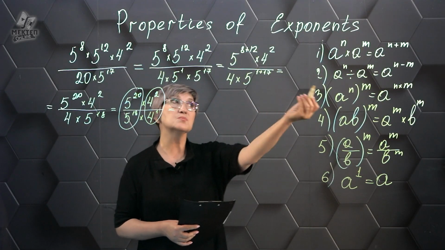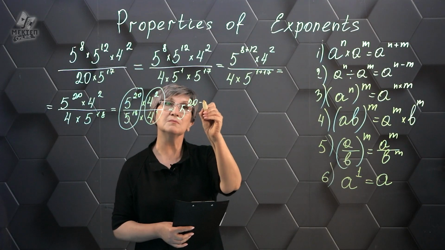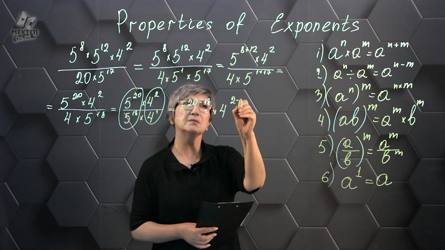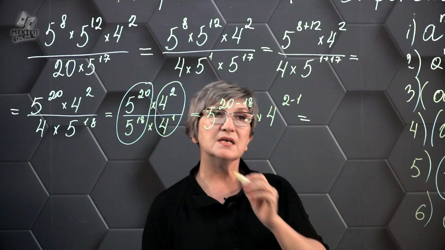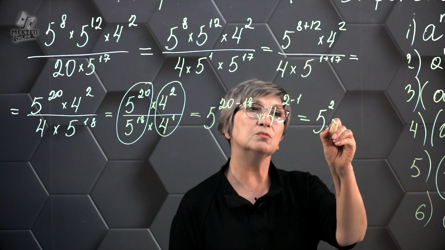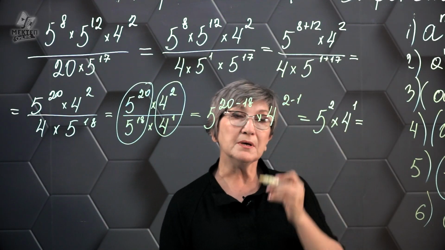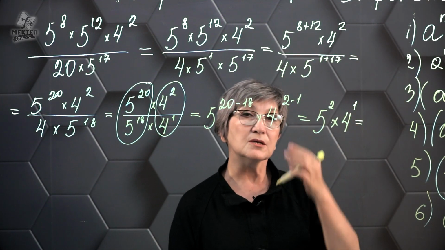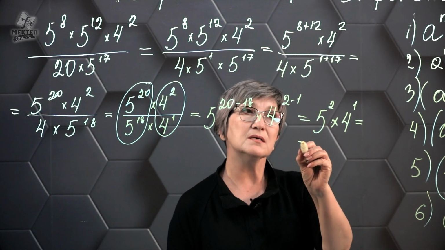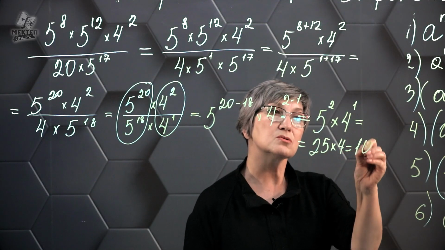As a result, using our property, we have 5 to the power of 20 minus 18 times 4 to the power of 2 minus 1. 5 to the power of 20 minus 18 is 5 to the power of 2 times 4 to the power of 1. And now we can find the value of this expression. 5 to the power of 2 is 25 times 4 equals 100.